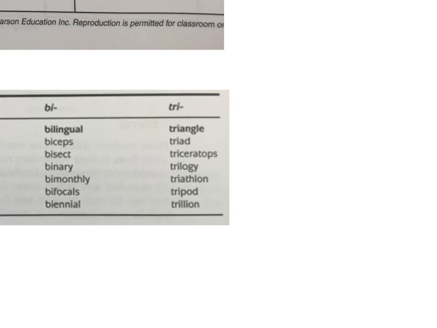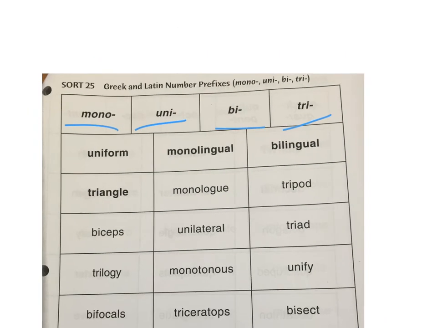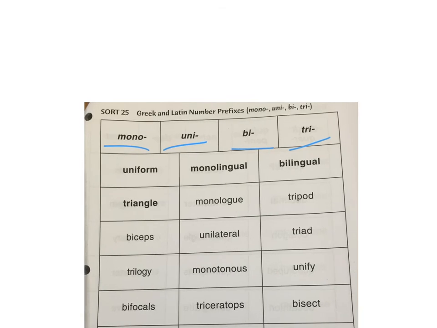Tripod. You put a camera on a tripod, so it has three legs. And trillion is similar to million. It's actually three periods past the millions. You have your millions, and then you have billions, which would be bi, and then you have trillions in terms of those periods in the thousands place values. That'd be trillion. So a lot of money. And those are your tri prefixes. This is, again, a sort titled Greek and Latin number prefixes: mono, uni, bi, and tri.